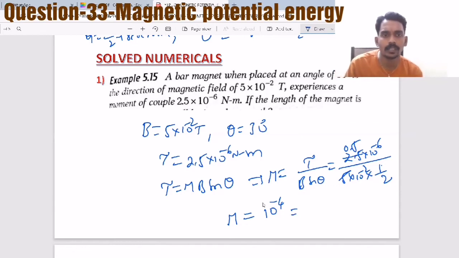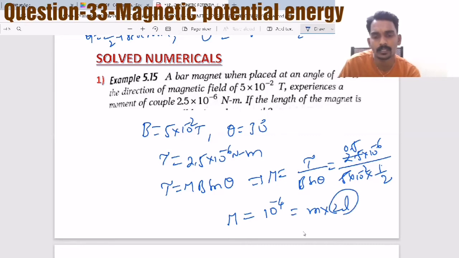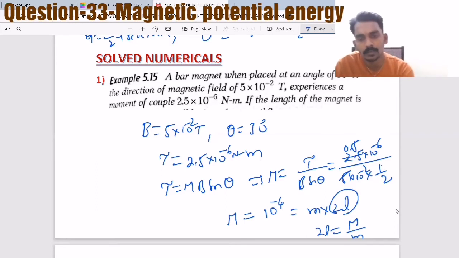But here in the question they have not given the pole strength, because magnetic moment equals pole strength into length of the magnet. Then the length of the magnet will become M by m. So we calculated capital M, but we don't know small m.